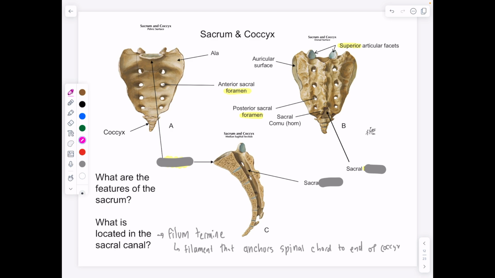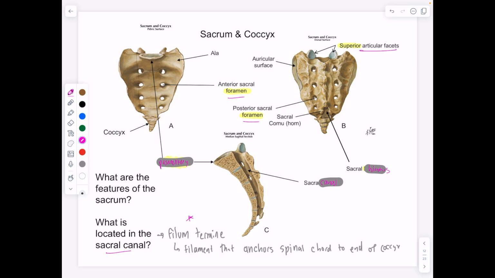All right, then our sacrum and coccyx. If we take a look at those, we have on the very top of the sacrum is the promontory. Then we have the sacral canal, and we have the sacral hiatus at the bottom. We have articular facets. We do have foramen for nerves. And then finally, what is located in the sacral canal? Well, we have the filum terminale, which anchors the spinal cord to the end of the coccyx.